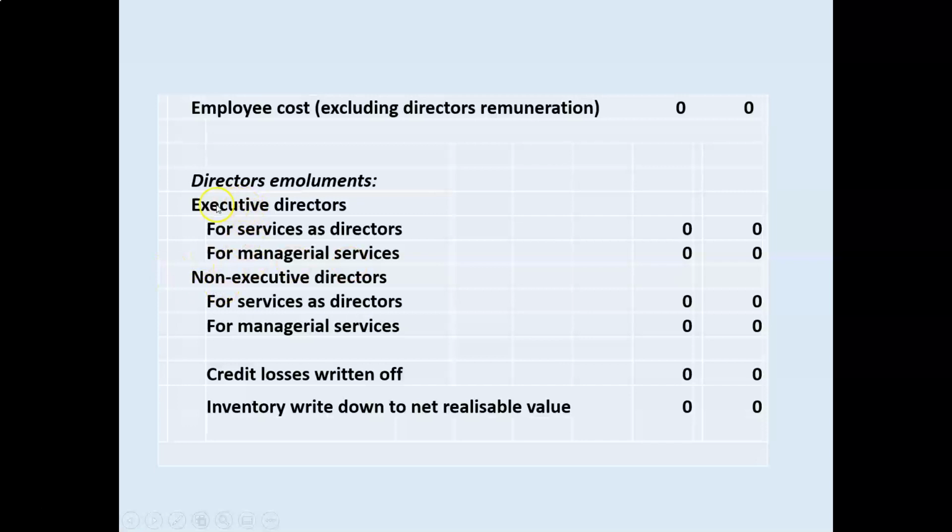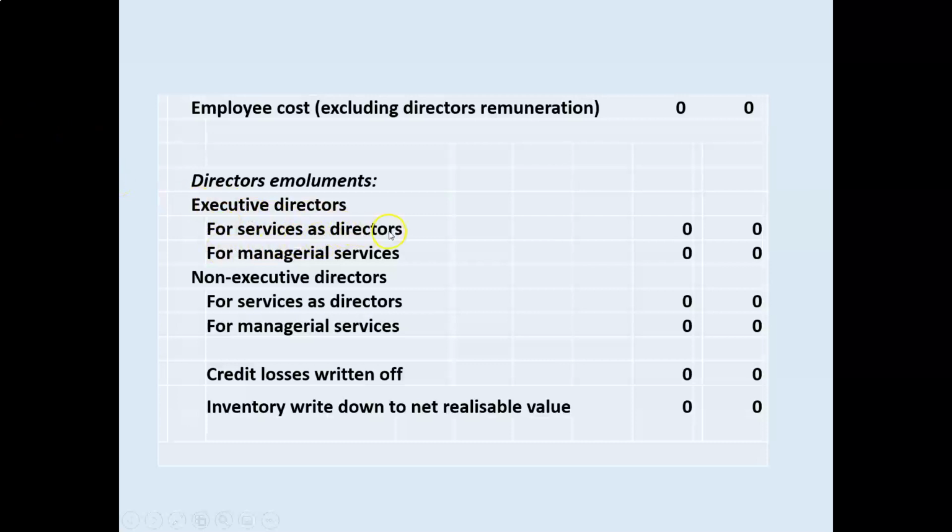Now, under each of them, take the executive director actively involved in the company's affairs. There we have to distinguish again between services as director and managerial services. Now, what is a service as a director? That is mainly for attending the board meetings of the directors, and they're getting paid for that. Some people make that their living. That's all that they do. They are acting as directors on several boards, and that is their mainstream income.